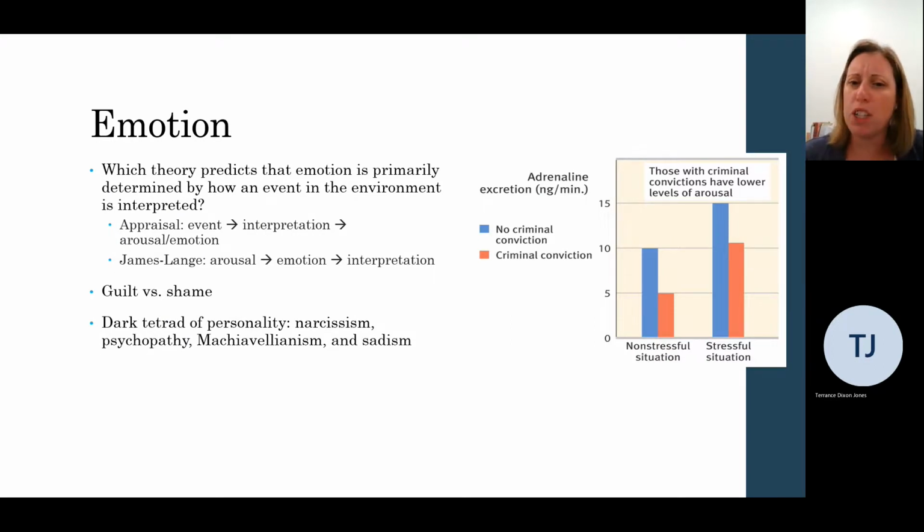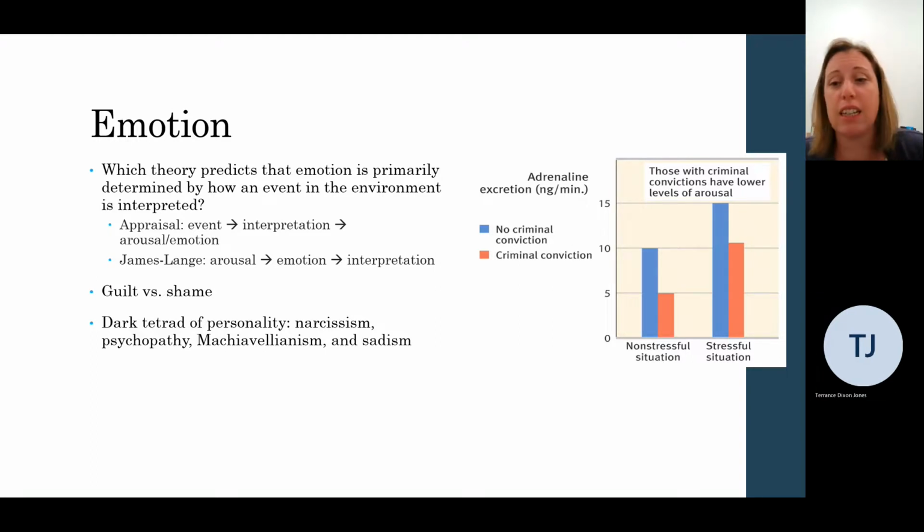Okay, so there was a question about the questions at the end of the sections in chapter 6 on page 194. The question was, which theory predicts that emotion is primarily determined by how an event in the environment is interpreted? I can't remember who posted this question, but I think you're right that the book may have listed the wrong answer. Appraisal theory basically says that emotion is based on how you interpret an event in the environment. The event happens, you have an interpretation, and that influences your physiological and emotional arousal.